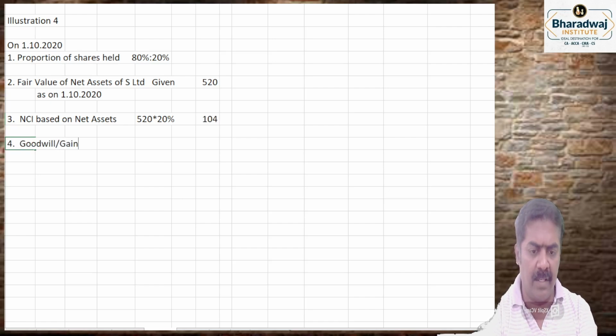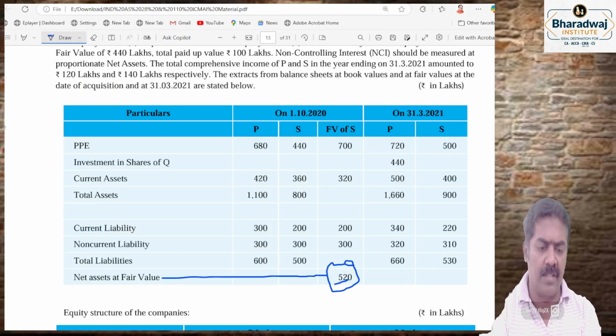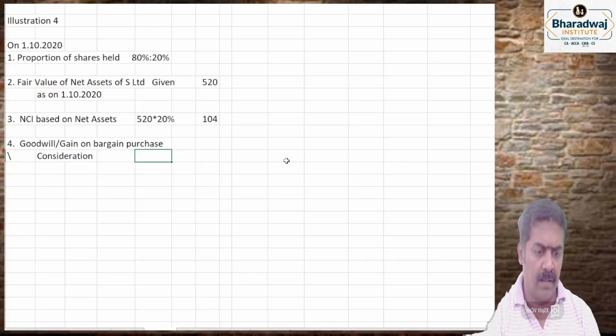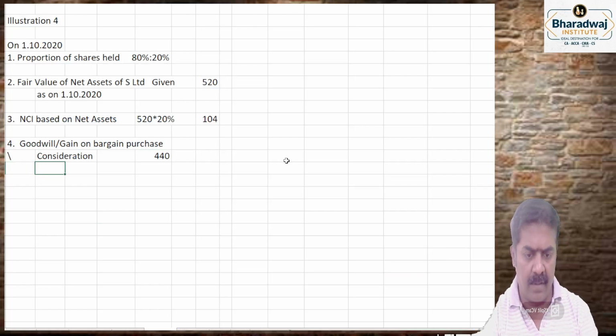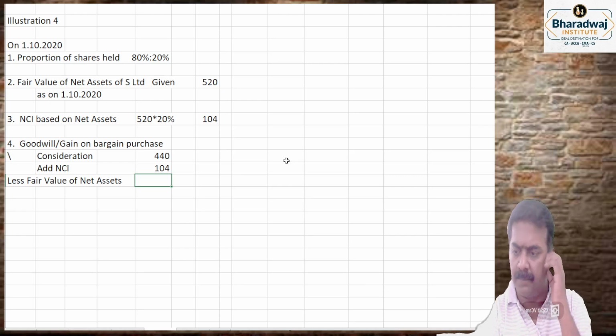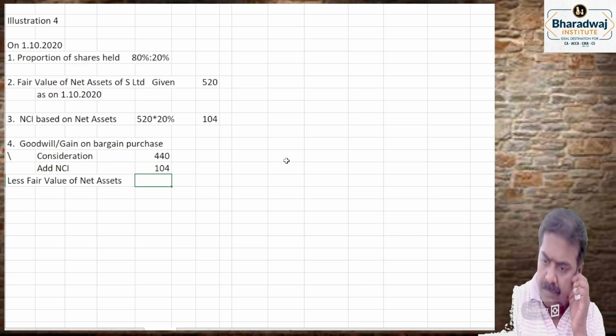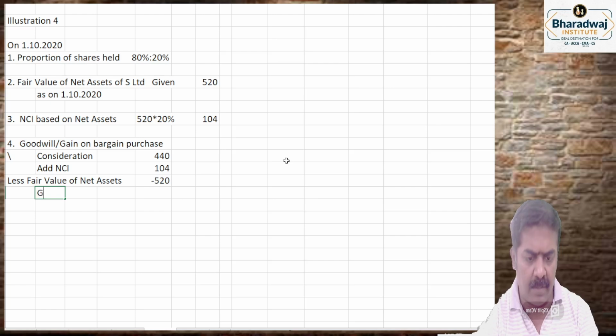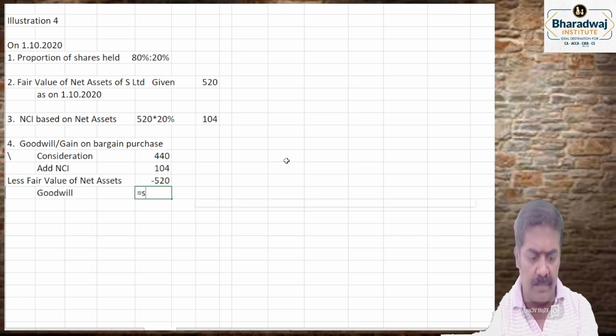Goodwill or gain on bargain purchase. What is the consideration paid for acquiring? Given: 440. Add the NCI value, less the fair value of net assets. What is the fair value of net assets? So it gives us goodwill.